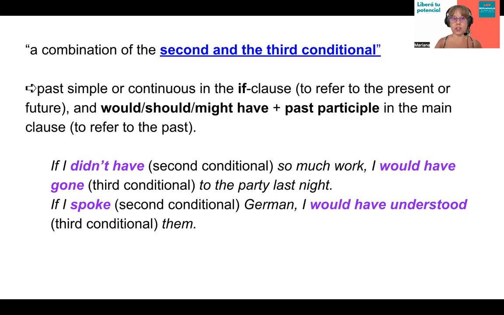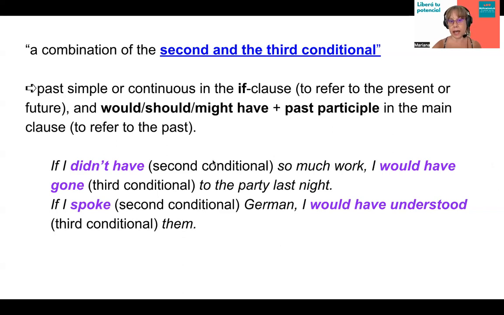So on one hand, we have the possibility of using past simple or continuous in the if clause, which is the one that is going to refer to the present time or the future. And you combine this with the would, should, or might have, which really belongs to a third conditional. But in this case, because the condition that refers to the present or the past is connected to something that did not happen in the past, okay? So let's have a look at examples to understand better.